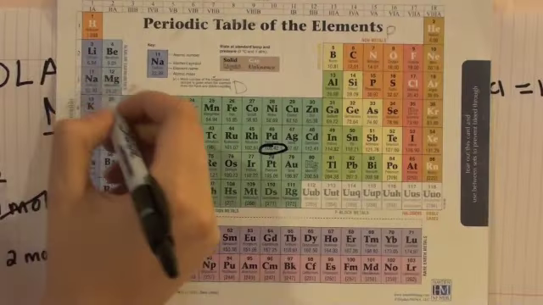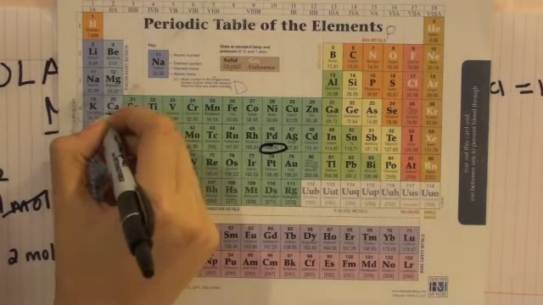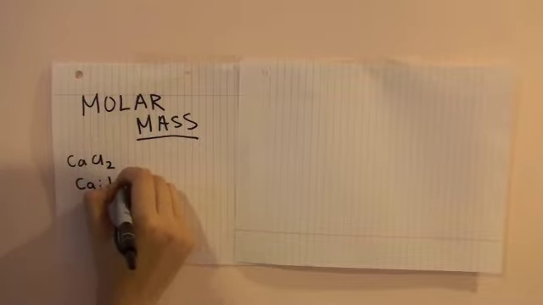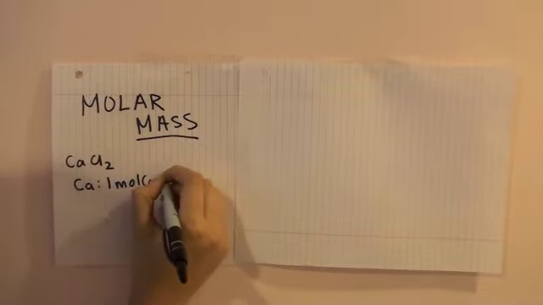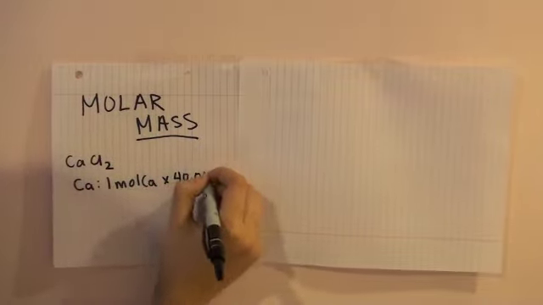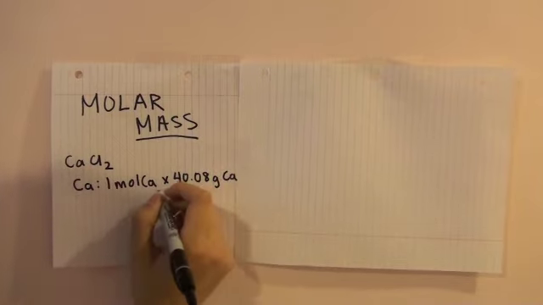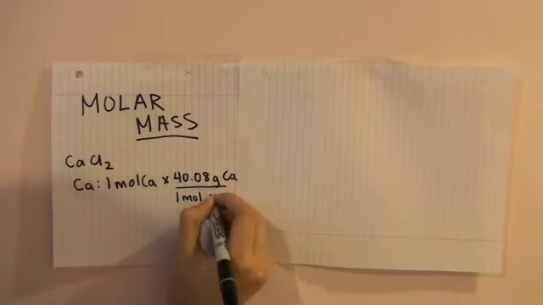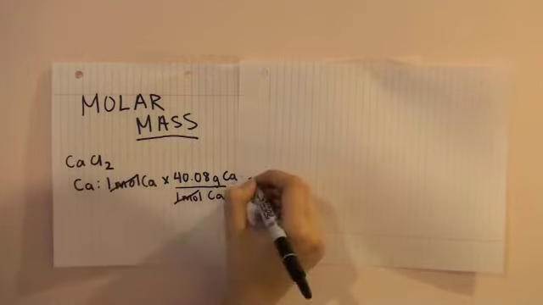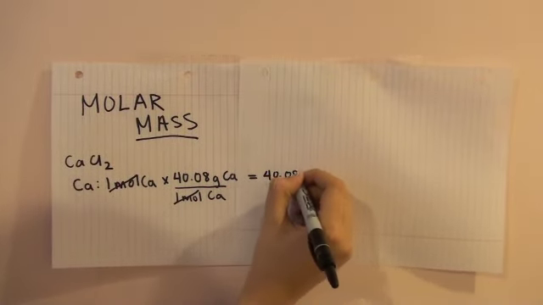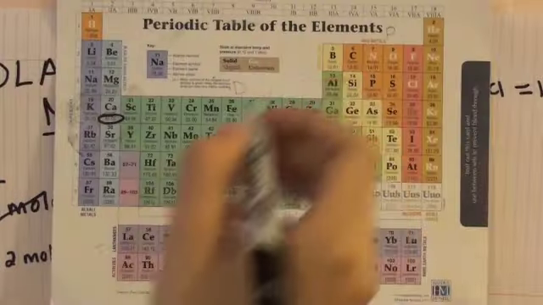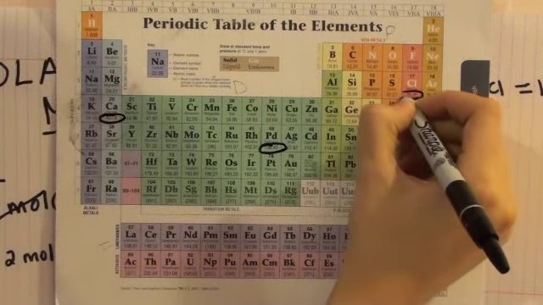So the first thing that we would need to do is find that atomic mass for Ca. So we have 1 mole or atom of Ca times 40.08 grams of calcium per 1 mole of calcium. So we cancel out our moles and we multiply to get 40.08 grams of calcium.